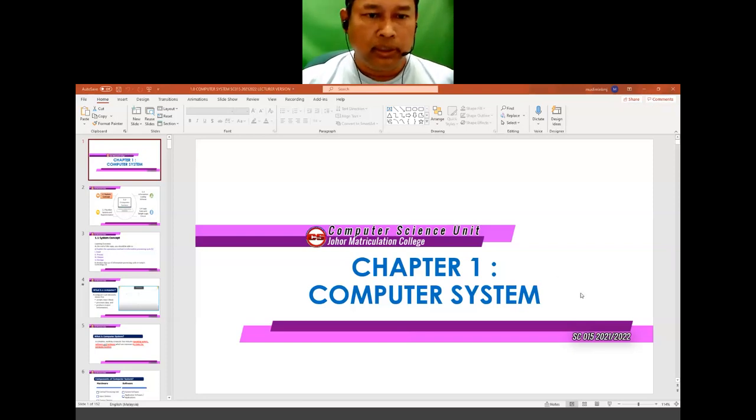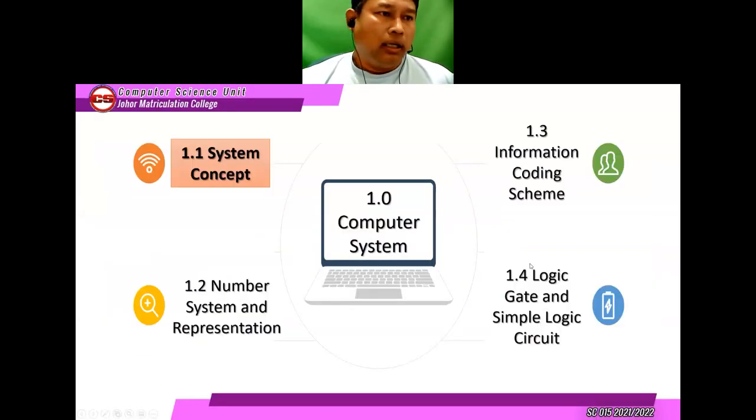Baik, sistem konsep yang pertama iaitu chapter 1, computer system. What is the computer system? Topic number 1, computer system: 1.1 is system concept, 1.2 is number system and representation, 1.3 is information coding scheme, 1.4 is logic gate and simple logic circuit. Jadi, ini yang akan kita belajar. This is our topic for 1.0 computer system, for subtopic.